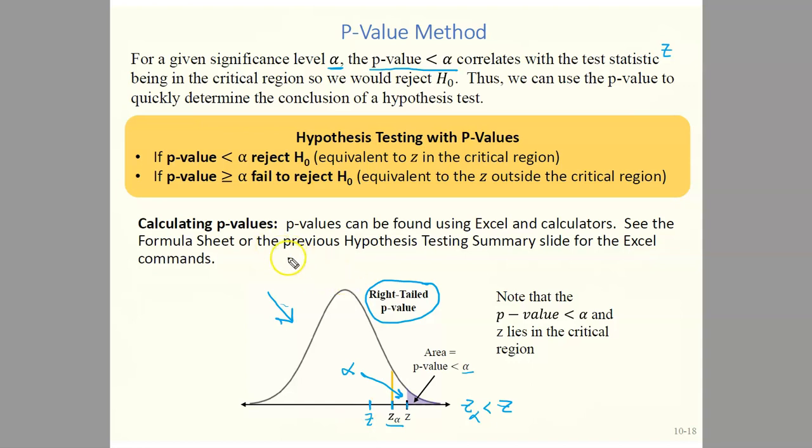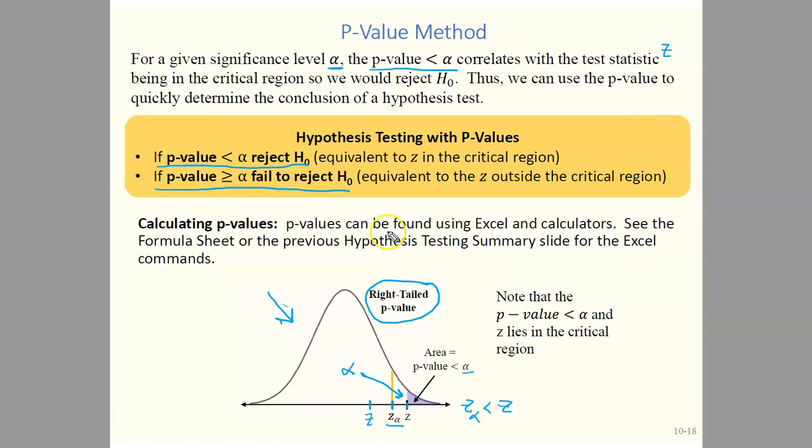So we see, based on this, if your p-value is less than alpha, you reject the null hypothesis, and if the p-value is bigger than alpha, you fail to reject. And that's it. That's all you have to do.